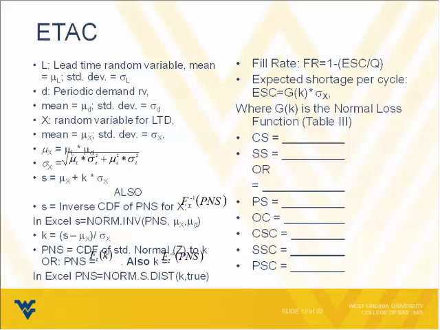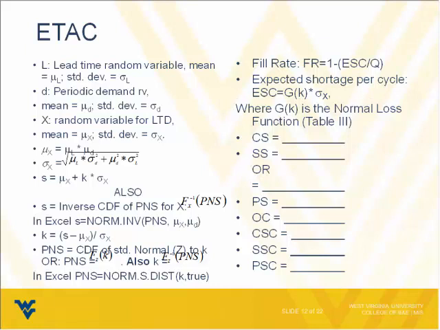But your S is the inverse CDF of your probability of not stocking out. So if you remember, your probability of not stocking out is your customer service objective, which is telling you how many order cycles you do not want to stock out of. So if you don't want to stock out 99% of your time, that is your probability of not stocking out. And mathematically, you're writing that as your inverse of X CDF for PNS. The way you can do that in Excel is by saying norm.s.dist and whatever k is, and putting that as true.